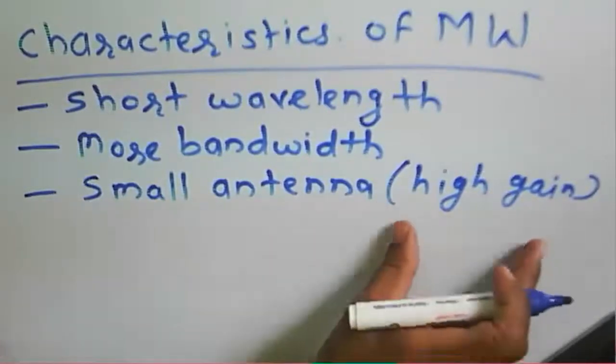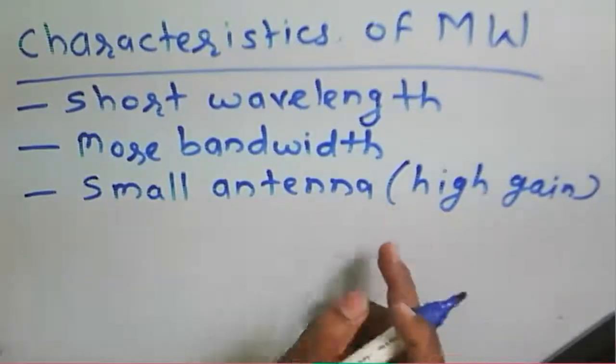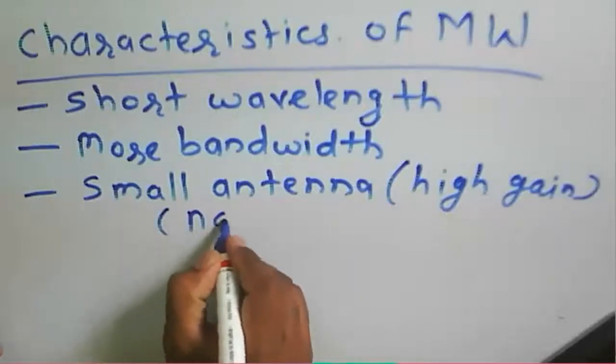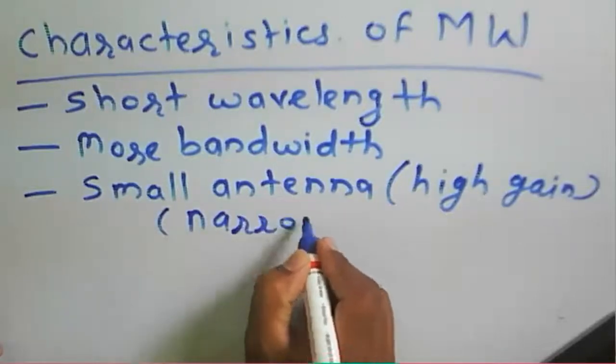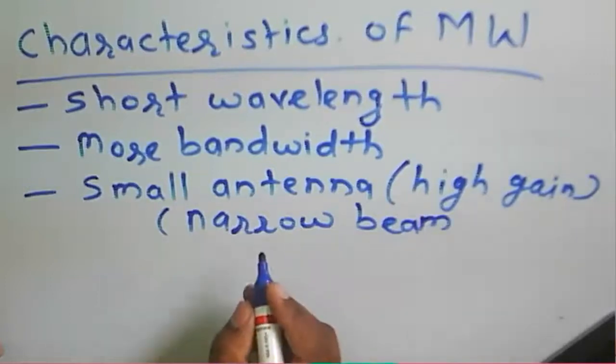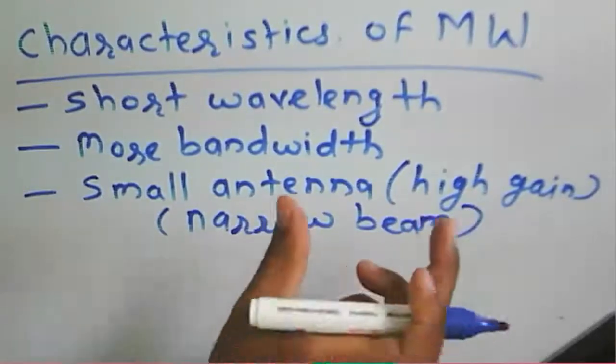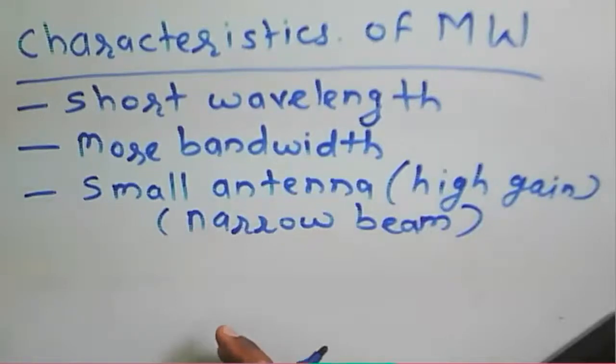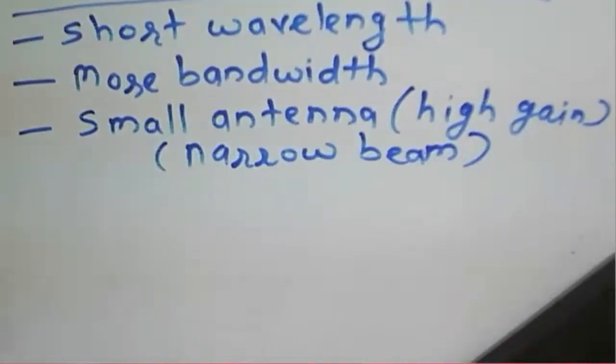Along with the high gain, if the gain of the antenna is high, then naturally the beam will be narrow. This antenna, which works at a microwave frequency, is a narrow beam antenna. What do you mean by narrow beam antenna?